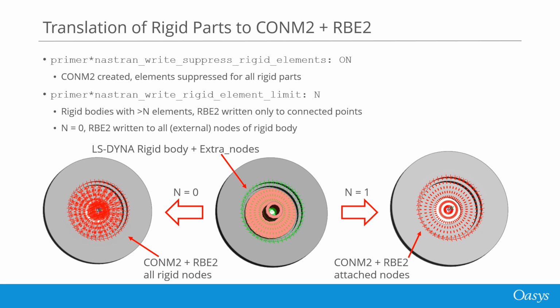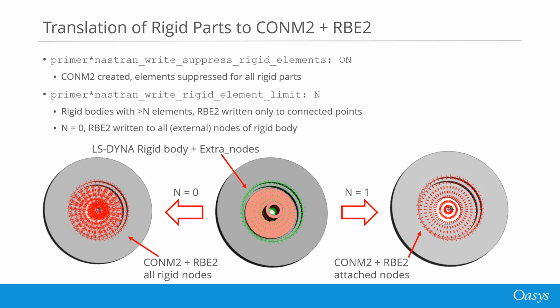Users generally don't like writing DYNA rigid elements as Nastran deformable elements, as they can fail to run because of reasons like distortion. Writing all nodes of DYNA rigid body to RBE2 can give very large ones. So we have two new options. One is primer star Nastran write suppress rigid elements. If this is set to true, primer will suppress elements and just write all nodes to RBE2 with CONM2.